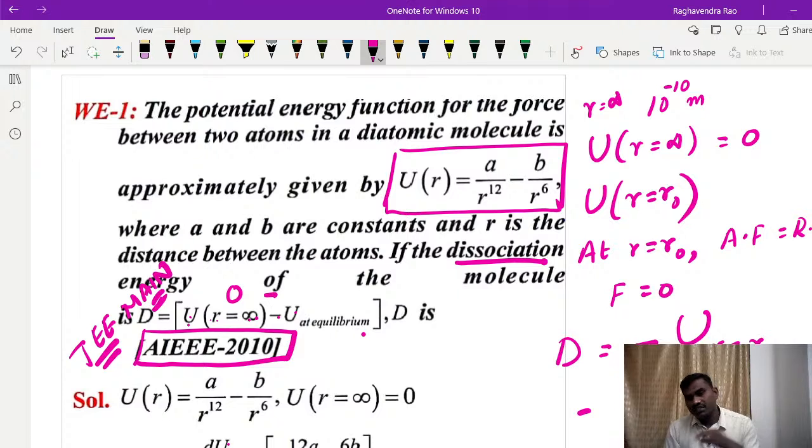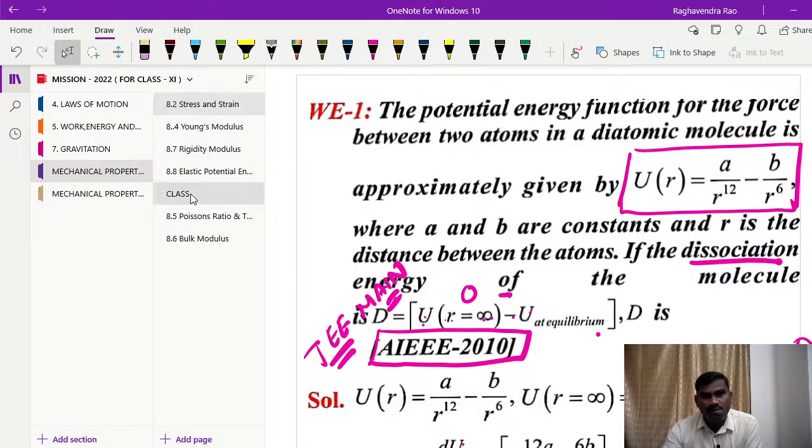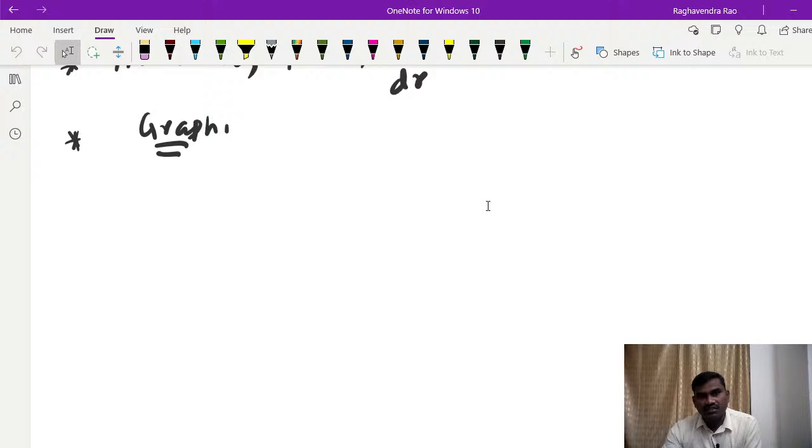Okay. So these are the three different types of questions they may ask from the concept of interatomic and intermolecular forces. That is the first concept.